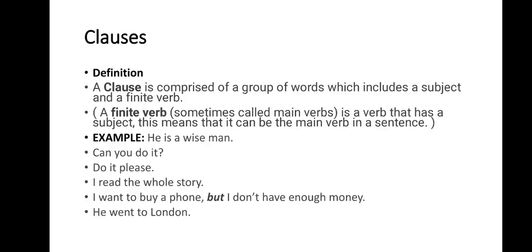The next one: can you do it? The subject is you and the verb is do. Do it, please. So the verb is do, and the subject is hidden here. You don't actually need to put a subject. It's understood that somebody is telling someone else, you do it, please. So you don't mention the word you. You simply say, do it, please.